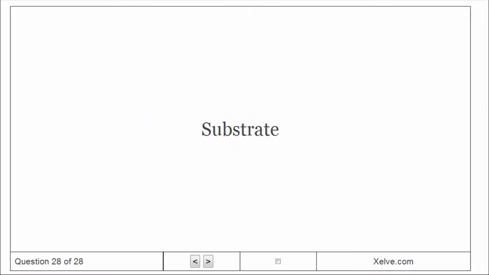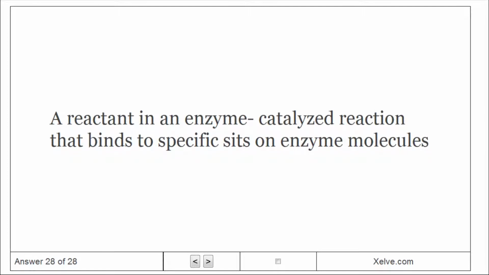Substrate. A reactant in an enzyme-catalyzed reaction that binds to specific sites on enzyme molecules.